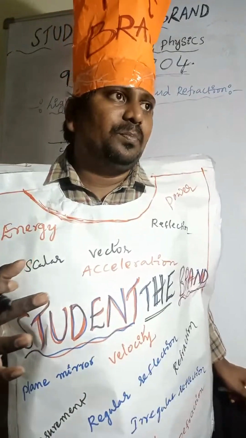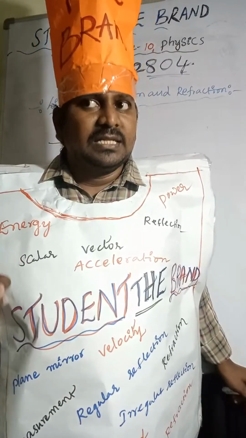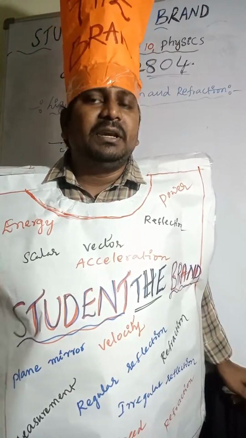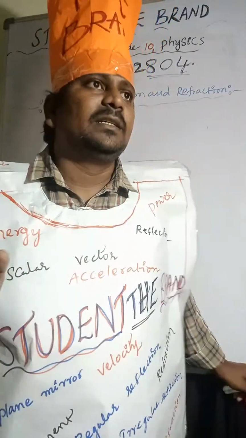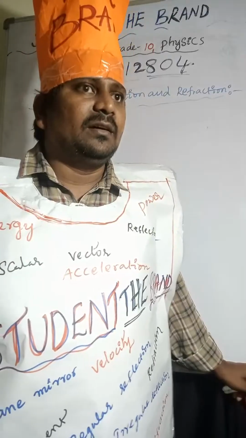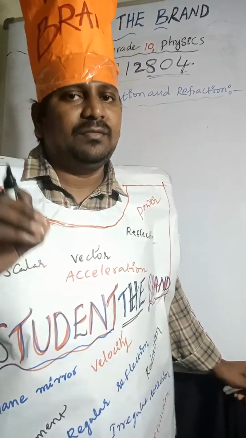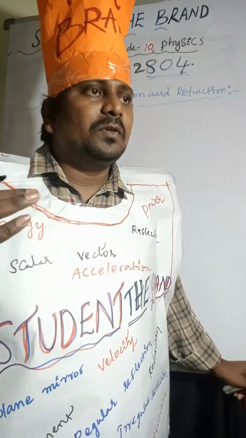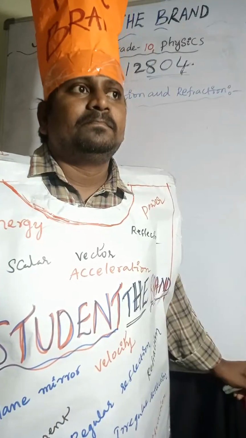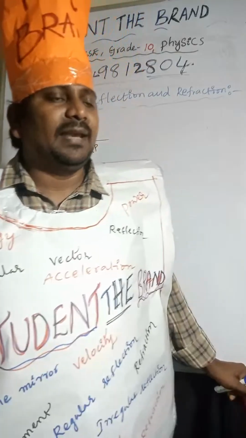First concept is laws of reflection. Second concept is nature of the image formed by the plane mirror. Third concept is terms related to spherical mirror. Very, very important, definitely one question. And the laws of reflection definition. And one more question, plane mirror: nature of the image formed by the plane mirror. Based on that one they will ask.